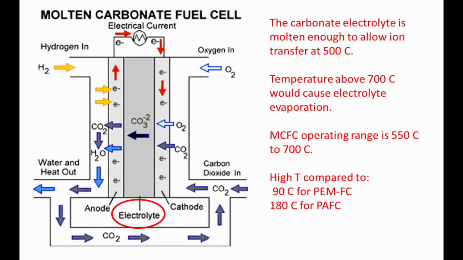Temperatures above 500 degrees Celsius are high enough to soften the carbonate electrolyte sufficiently to allow ion migration. Temperatures above 700 degrees Celsius may cause premature evaporation of the carbonate electrolyte. So MCFCs operate best in the 550 to 700 degrees Celsius temperature range. This is a high temperature compared to PEM and phosphoric acid fuel cells that operate at 90 degrees Celsius and 180 degrees Celsius respectively.